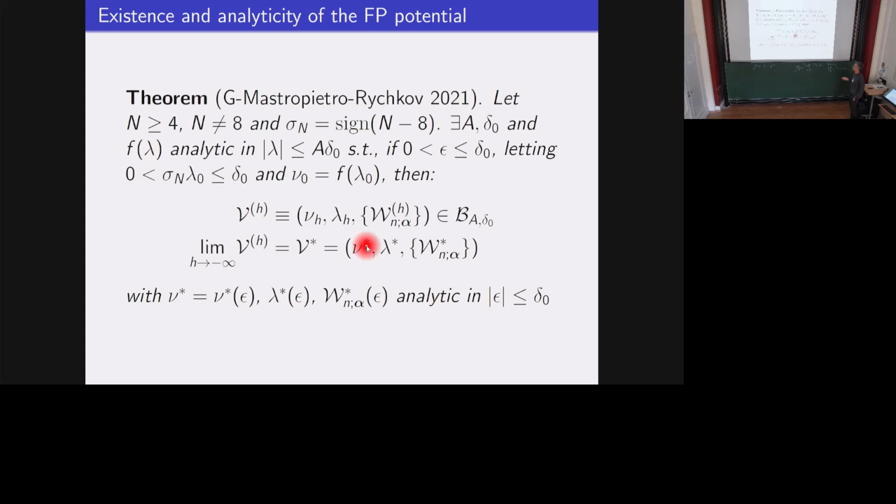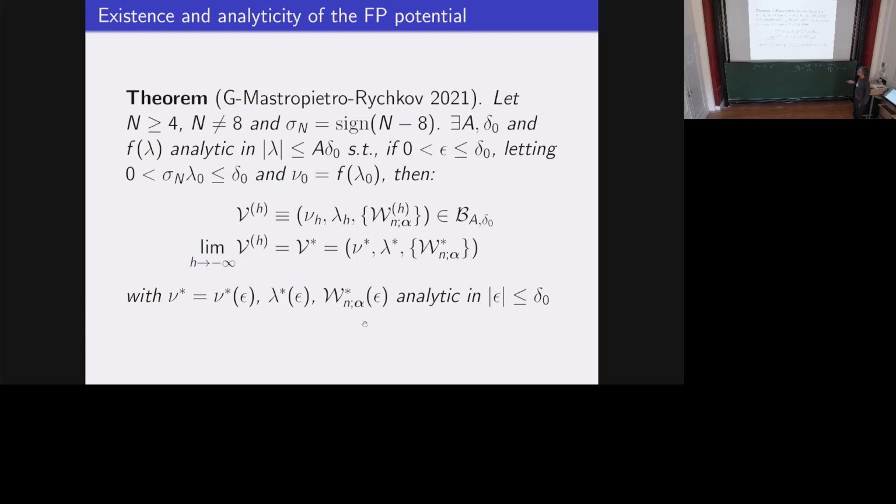Non-trivial means that it doesn't consist just of the quadratic component, but for instance, lambda star is different from 0. So it's a potential that involves non-quadratic terms. This is why I refer to this fixed point as a non-Gaussian fixed point. So theorem 1, which was proved a few years ago, is that this fixed point potential exists, is non-Gaussian, and is analytic in epsilon. So you can compute all these quantities in convergent series.